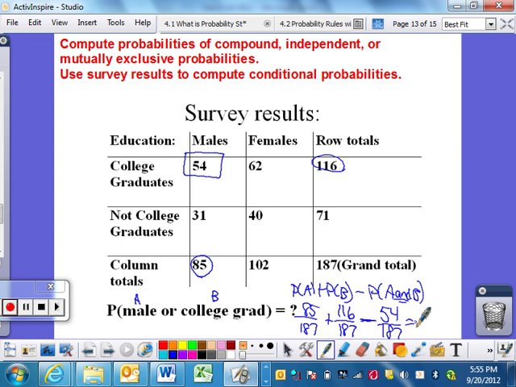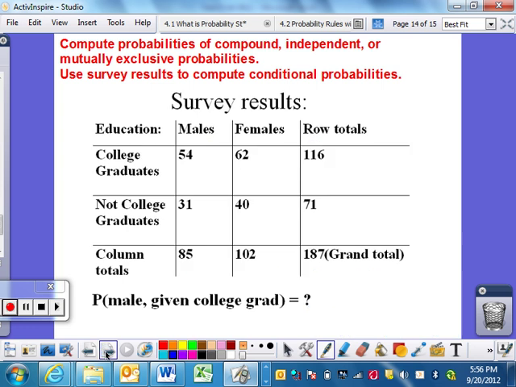And then you need to just add those up. So 85, I'm actually grabbing a calculator, I don't want to do this in my head, plus 116 minus 54 equals 147 out of 187. That's your probability of being a male or a college graduate. Okay? So that's what we want to look for with that.